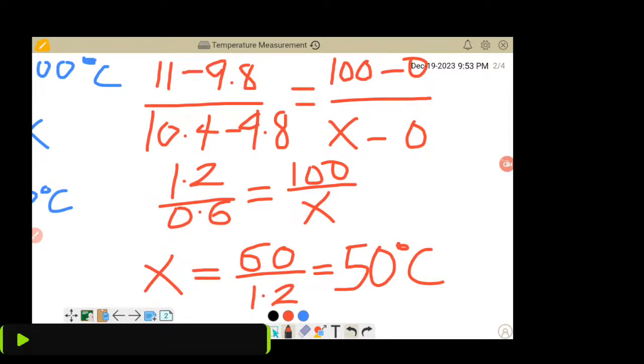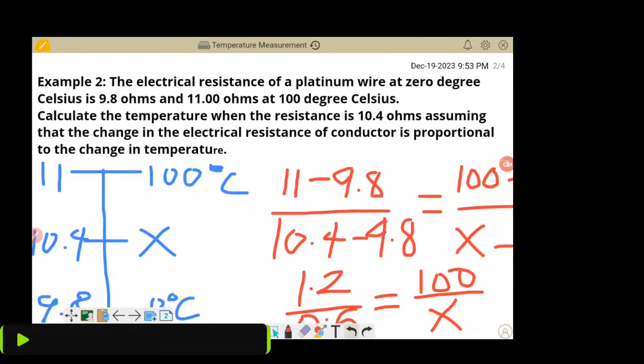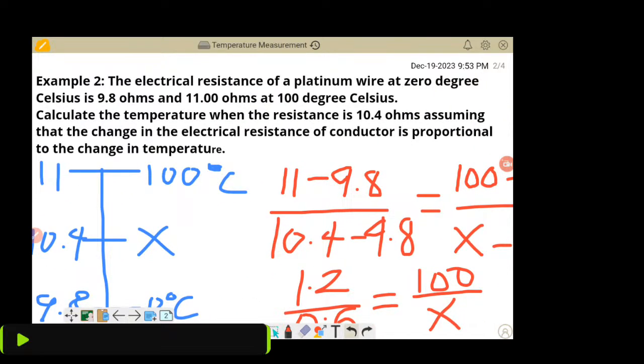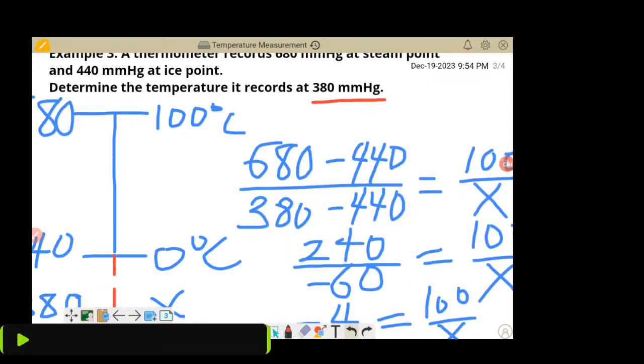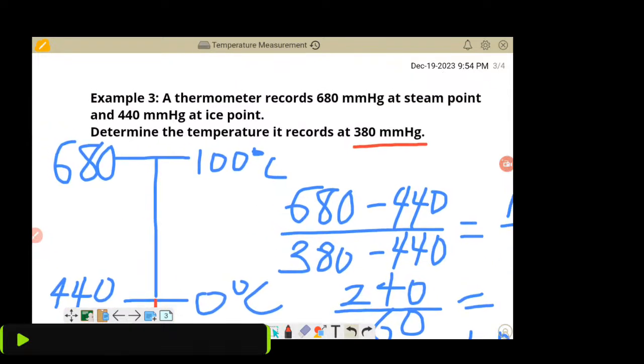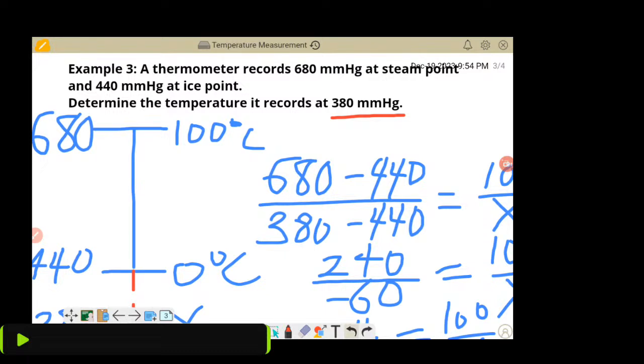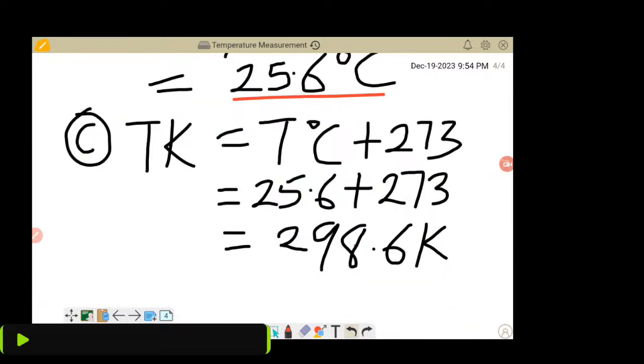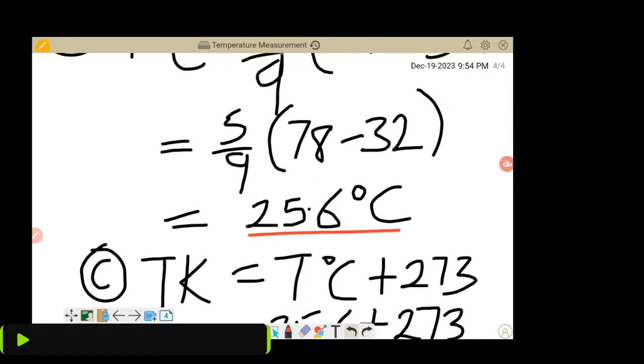We move to the second example, whereby we have a resistance thermometer, and we use the same method. At 0 degrees Celsius, which is the lower fixed point, we have a reading of 9.8 ohms, and at the upper fixed point, which is the steam point, we have 11 ohms, and we have to calculate the temperature at 10.4 ohms. We do that using a similar method, and we consider the third example, where the reading on the thermometer is lower than the lower fixed point, that is below the lower fixed point. We solve that following the same method, and we arrive at a negative answer.